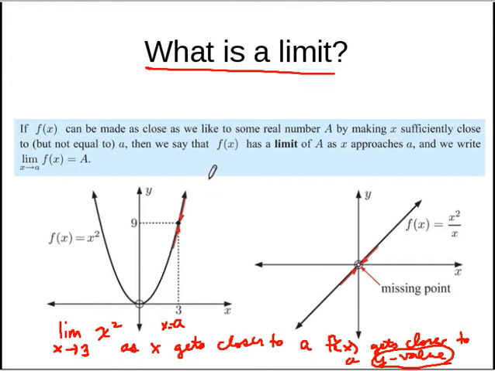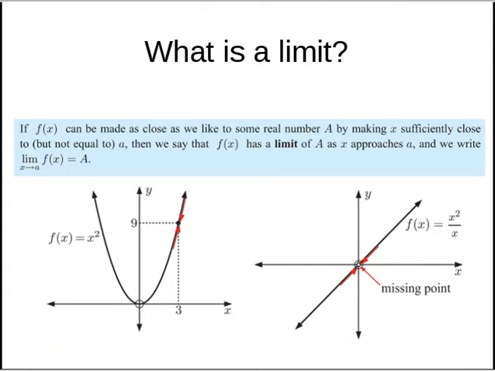As x approaches 3 from the left and as x approaches from the right, as x gets closer to 3, what's happening to the y value on the curve? It's getting closer and closer to the value of 9. So that's really what the limit is. This is the limit. 9 is the limit. This number is the limit of this expression x squared as x approaches 3. Let's look at this example here. Let me erase this.